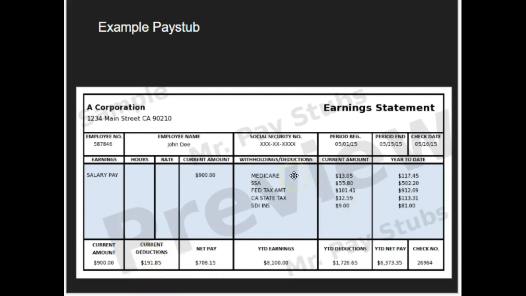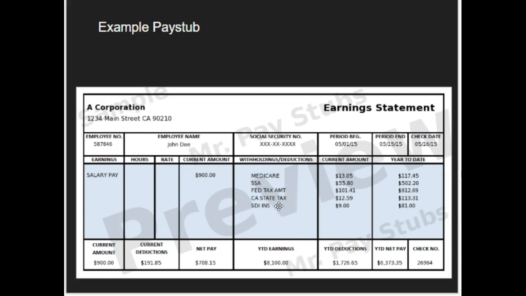The required deductions here are Medicare, which is the top one. That's the health insurance that pays for you when you're retired. SSA, which stands for Social Security. So that Social Security account is what pays for your bills. Well, it'll be an income amount when you retire. There's the federal income tax, which we did talk about, required number 3. And then the California state tax. So state tax is number 4.